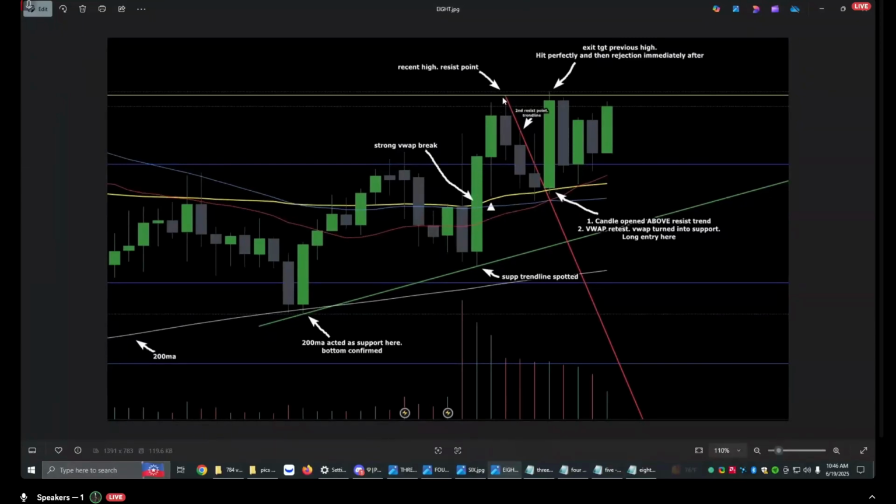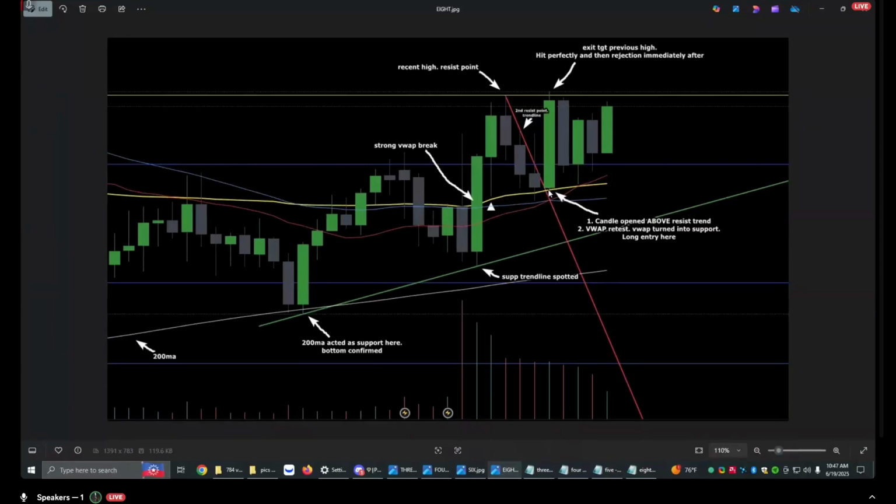Eventually you found some resistance here. This is the recent high, this is a resistance point, and we came back down. We got a retest of VWAP here. We got a break of my resistance trend line also. Candle opened above resistance trend, VWAP retest. VWAP turned into support, long entry.